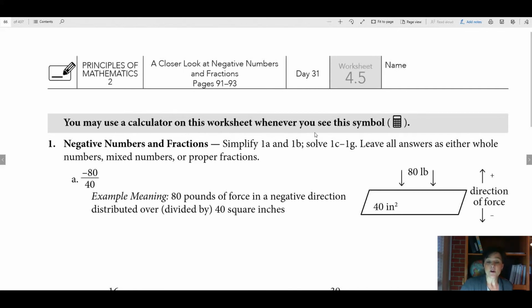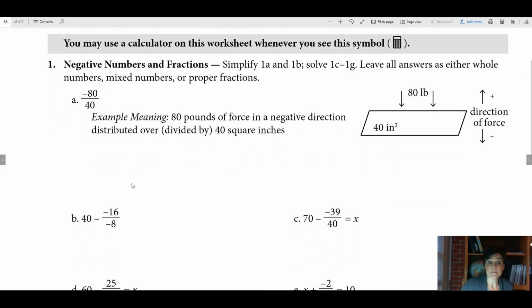Okay, you can use a calculator on this worksheet whenever you see this symbol, so make sure you have one available. I think it says that on every one of them. Negative numbers and fractions. All right, simplify 1a, 1b, and solve 1c through 1g. Leave all answers as either whole numbers, mixed numbers, or proper fractions. Okay, so A, the example meaning might be 80 pounds of force in a negative direction distributed over or divided by 40 square inches. And here's kind of a picture of what this is.